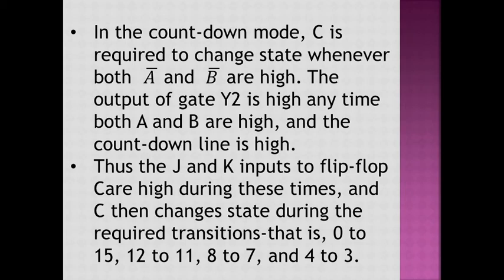In a countdown mode, C is required to change the state whenever both A bar and B bar are high. That means A and B are low. The output of gate Y2 is going to be high. Whenever both A bar and B bar are high, the countdown line is high. Thus, the J and K input to the flip-flop C are high during this time, and C then changes the state during the required transition, that is from 0 to 15, 12 to 11, 8 to 7, and 4 to 3.